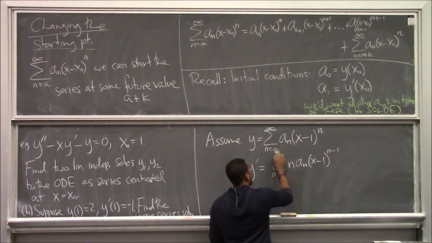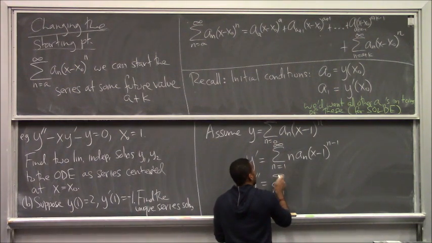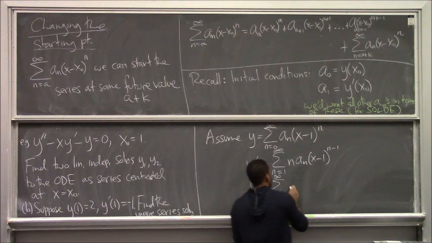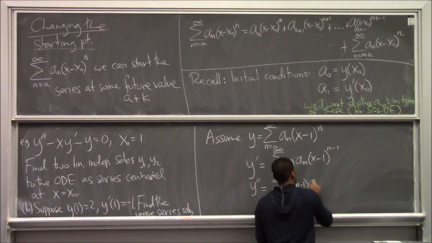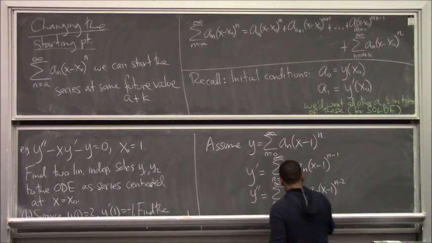And I can start this at 1 if I want, and my y double prime is equal to the sum from n equals 2 to infinity of n times n minus 1 times x minus 1 to the n minus 2. By the way, I will say the following.